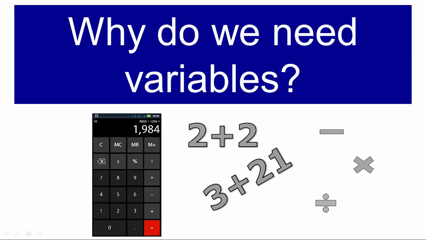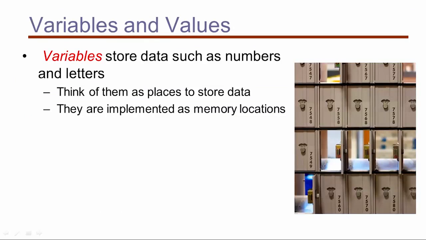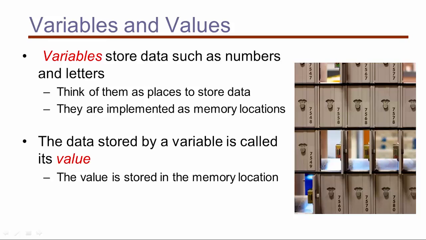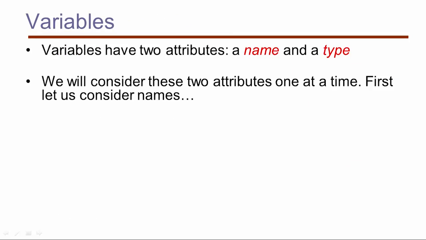Thus, our app needs things called variables to hold these things that may vary. Variables allow our program to store information such as numbers and letters. This information is stored in the computer's memory. We call the stored information the variable's value. And the key property of a variable is that it can be given different values while the program is running. Every variable has two key attributes, a name and a type. We'll consider these one at a time, starting with the name.